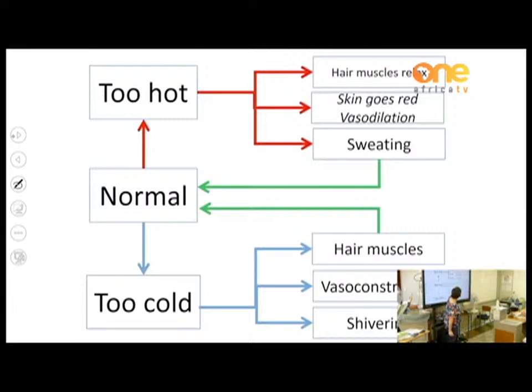Hair muscles will contract and form an insulating layer. Of course, when we are higher level, we will definitely need to explain each one of these happenings in the body. You agree?